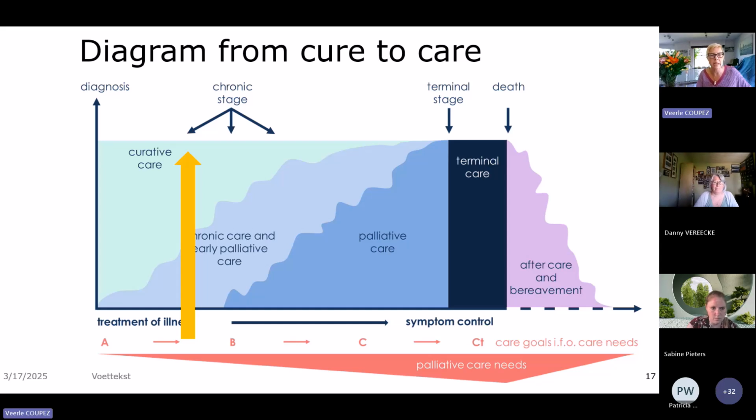I see some people saying A, B, B, more to the left, more to the right. Know that this diagram is not exact science. It really comes in handy if you want to discuss the situation of a patient in a team. Some people see it's really on the left, other people see it's really on the right. So it's a help to discuss patients.